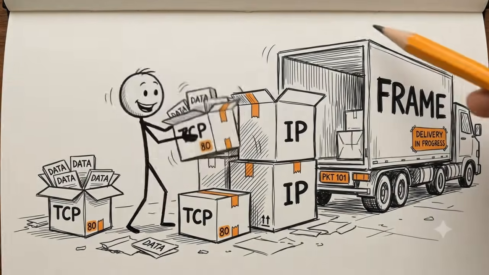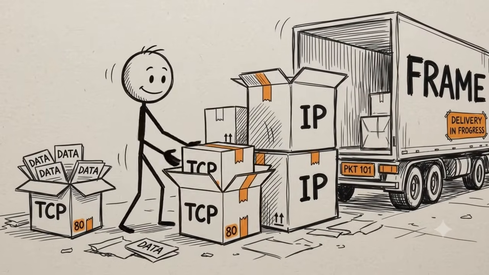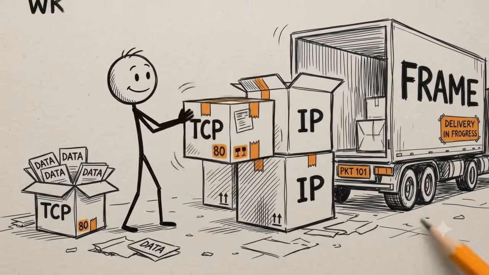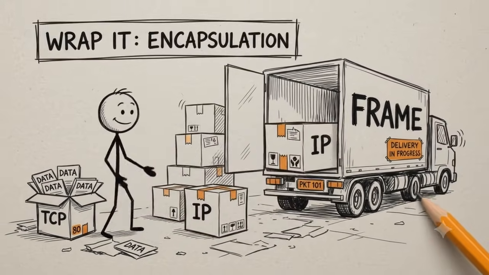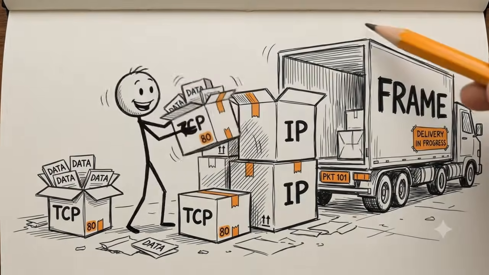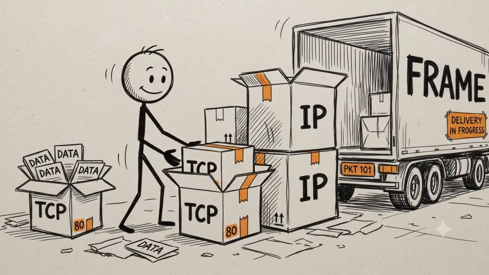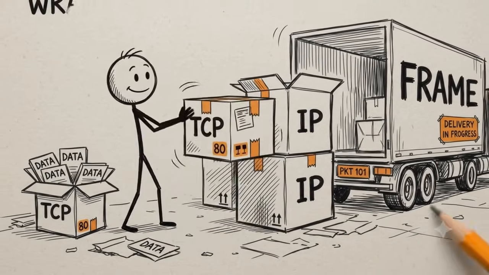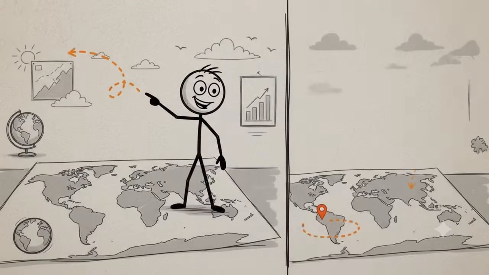Now your data gets wrapped in layers, like nesting boxes. Your web request is the cargo. Around it goes a TCP header with port numbers, then an IP header with source and destination addresses, then a frame for the local network. This is encapsulation. Two addresses ride along.